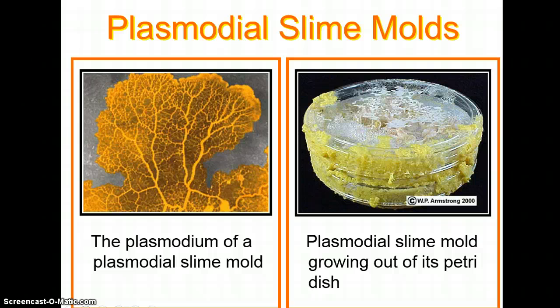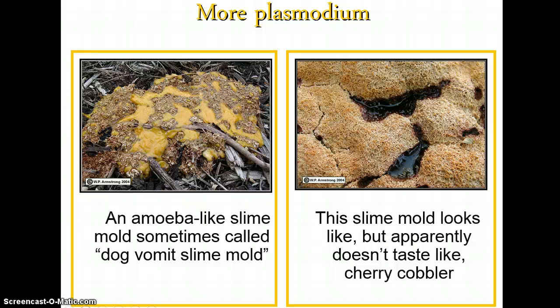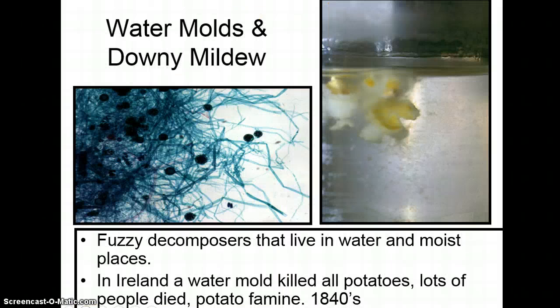Here's the Plasmodium slime mold. Here's some more Plasmodium. There's an amoeba-like slime mold, sometimes called dog vomit slime mold. And this slime mold almost looks like a cherry cobbler. Water molds and downy mildew: fuzzy decomposers that live in water and moist places.